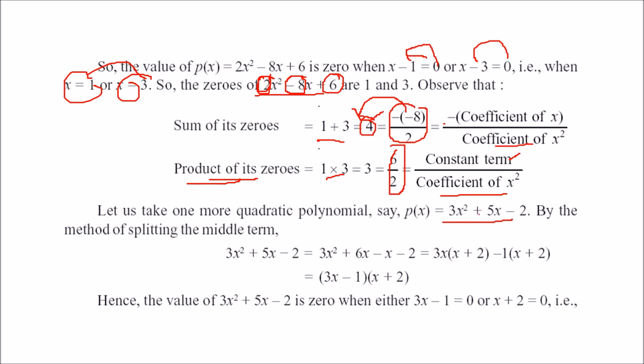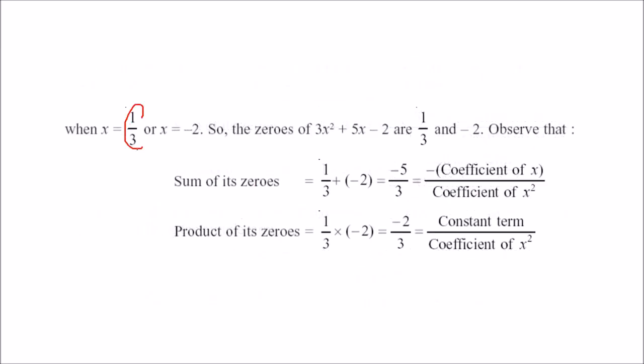We can take one more example: 3x square plus 5x minus 2. Split the middle term, you will find these factors. Now place each equal to 0. So x will be 1 by 3 and x will be minus 2, so 1 by 3 and minus 2 are the zeros. Now let us take the sum. You'll get the sum, and this is exactly equal to minus of, if I take this as ax square plus bx plus c, minus b by a, and the product is c by a.